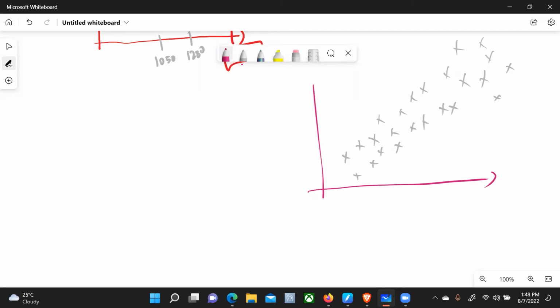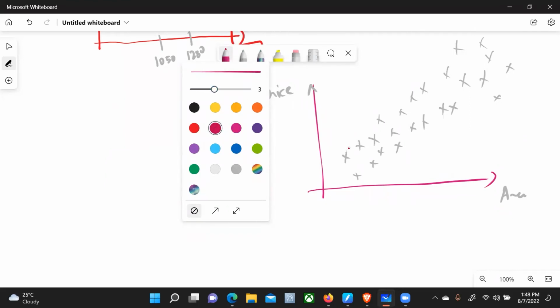Now one could come up and say that inherently there seems to be a linear connectivity here, if I may say so. So again, guys, this is area and this is the price. Okay. So now let's try to make a prediction happen here. So guys, how will the prediction work here? See, now what is the problem here?